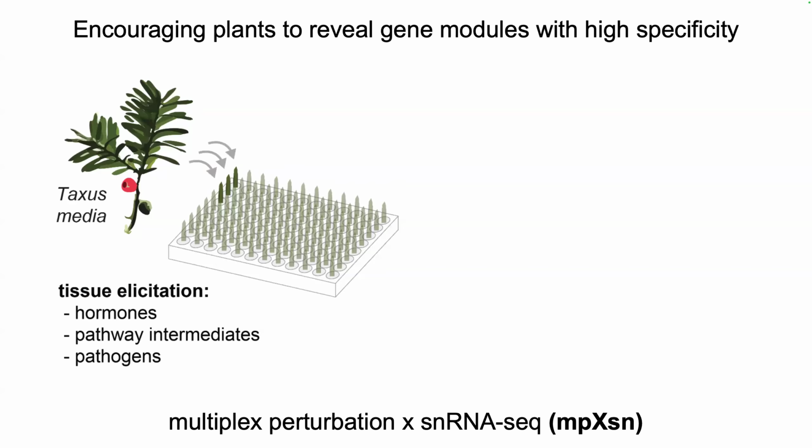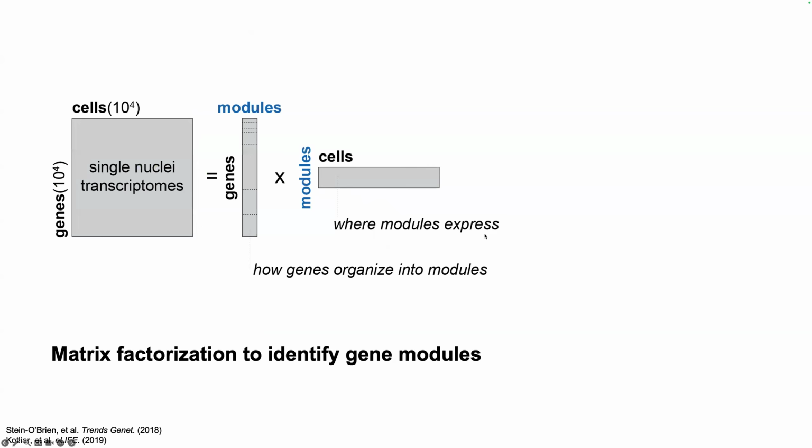Someone is asking if the module assignment was done with WGCNA, and it wasn't. I think WGCNA has been optimized for a different type of data, bulk RNA-seq, and often the outputs of that are gene clusters that are very large. I used a process called consensus matrix factorization, which is out of the Sabeti lab at the Broad Institute.